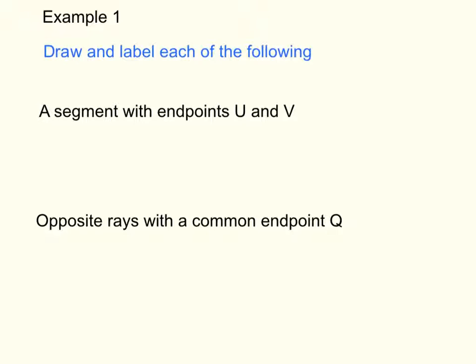Example 1. Let's draw and label each of the following. So we have 2 things we have to do. First one, a segment with endpoints U and V. So we're going to draw a segment with endpoints U and V. So endpoint, endpoint. We can label them either way, U or V. That's it.